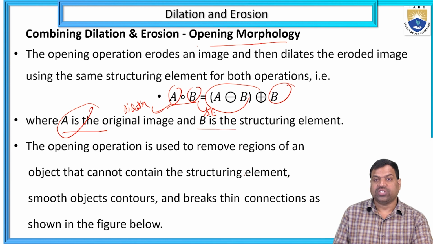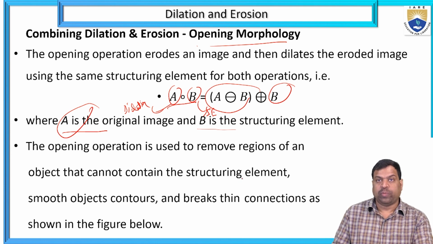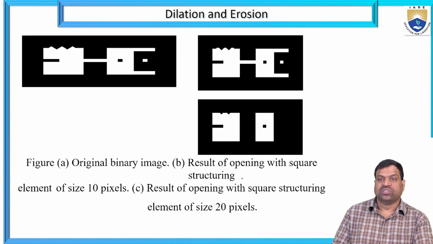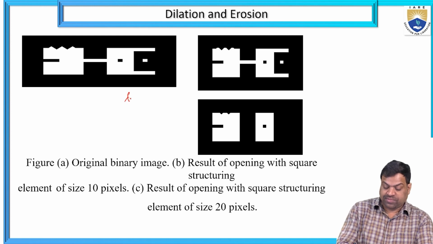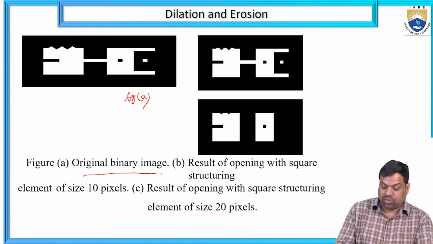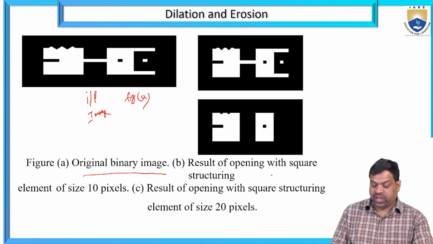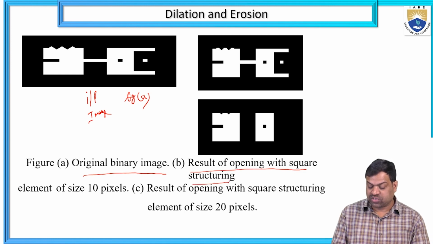So the opening operation is used to remove regions of an object that cannot contain the structuring element, and to smooth object contours, break thin connections as shown in the below figure. Okay. The opening operation erodes an image, then dilates the eroded image using the same structuring element for both operations. So here is one example. Figure A, the original binary image, that is the input image. Here B is the result of opening with a square structuring element.